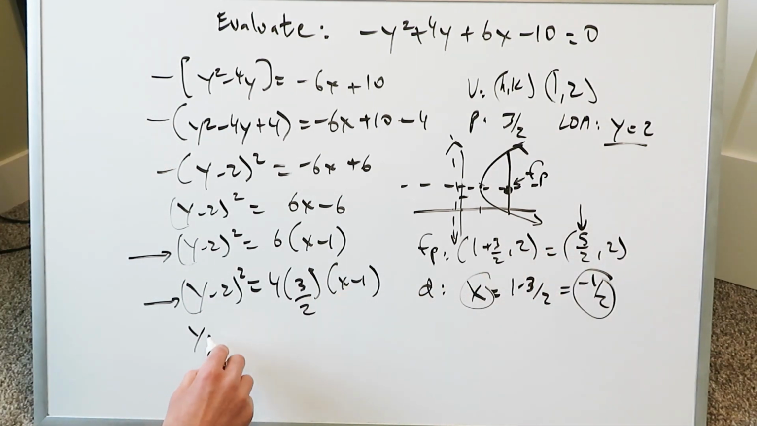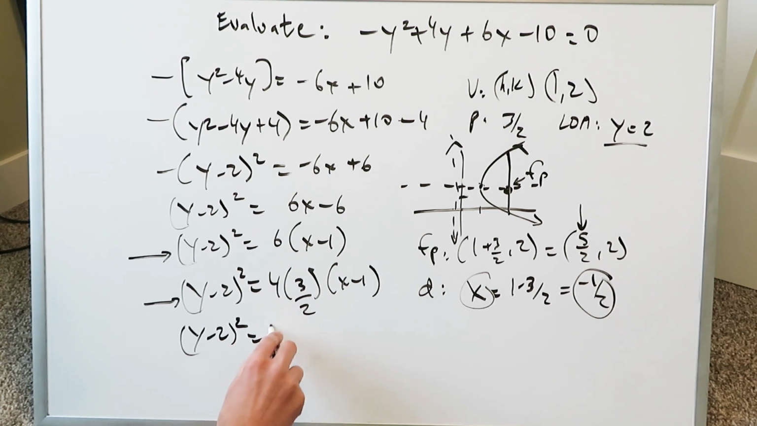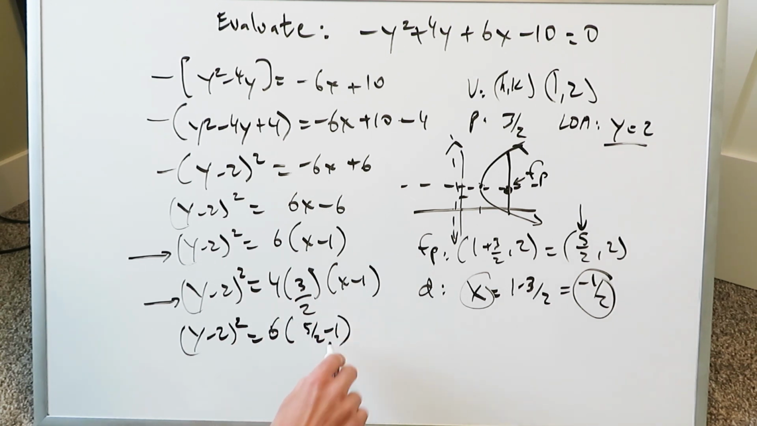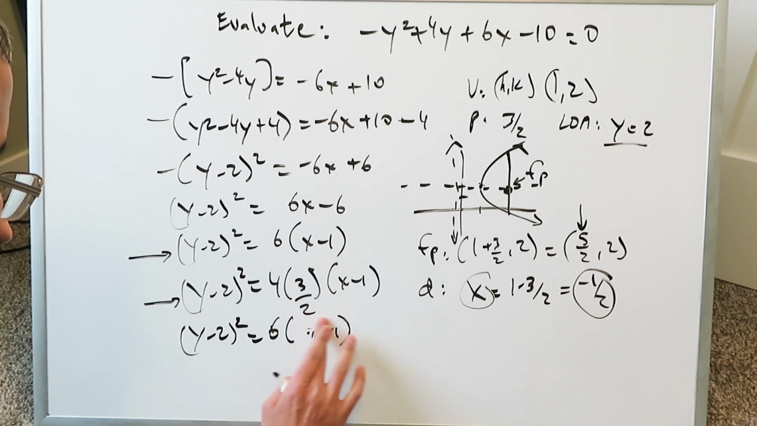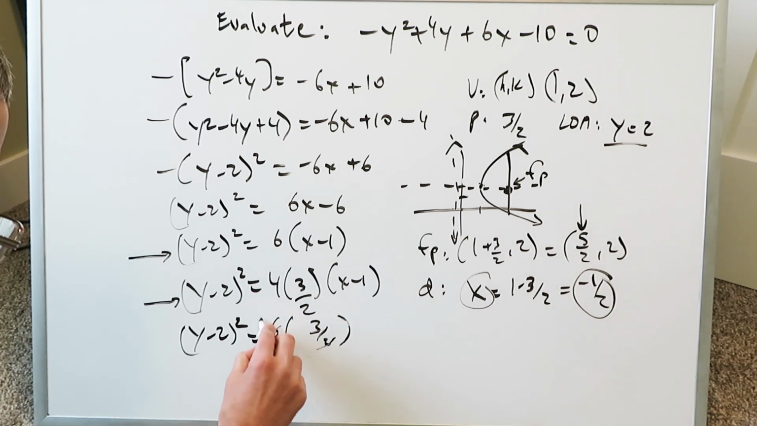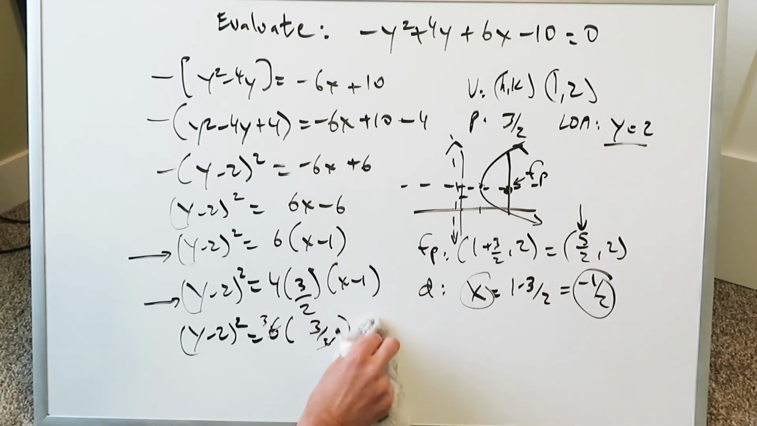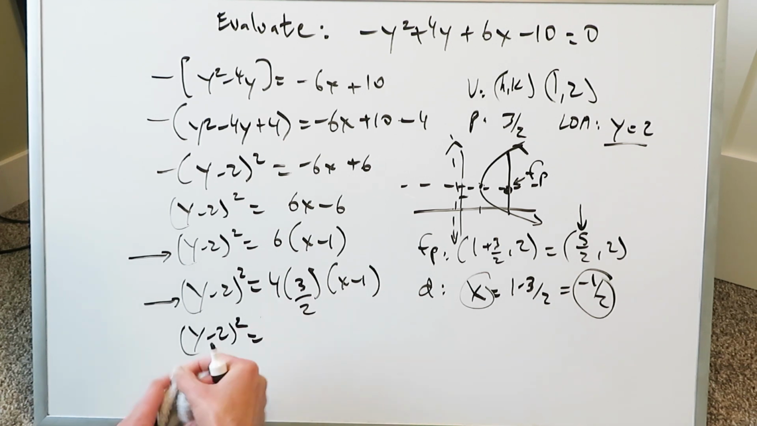So let's find our latus rectum points. Y minus 2 whole square is equal to 4 times 3/2, times 6. We have 5/2 minus 1. What's 5/2 minus 1? It's going to be 3/2. So let's do this. It's 3/2. What's 3/2 times 6? Well, 3 times 3, you end up having a 9. So y minus 2 whole square gives you a 9. That's exactly what you're getting.